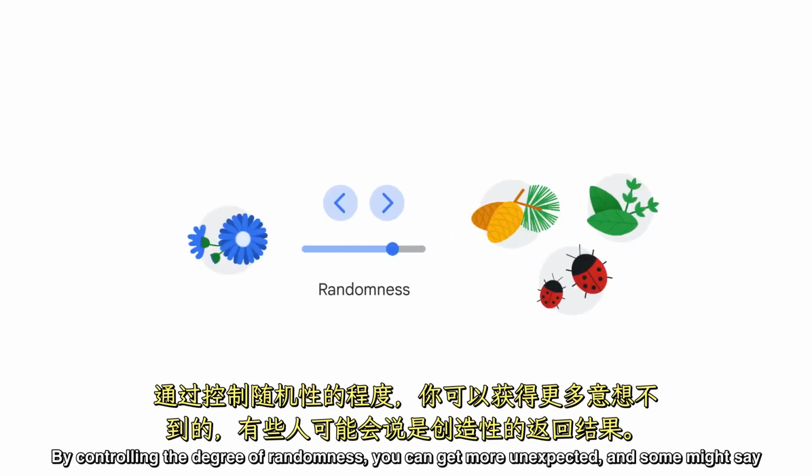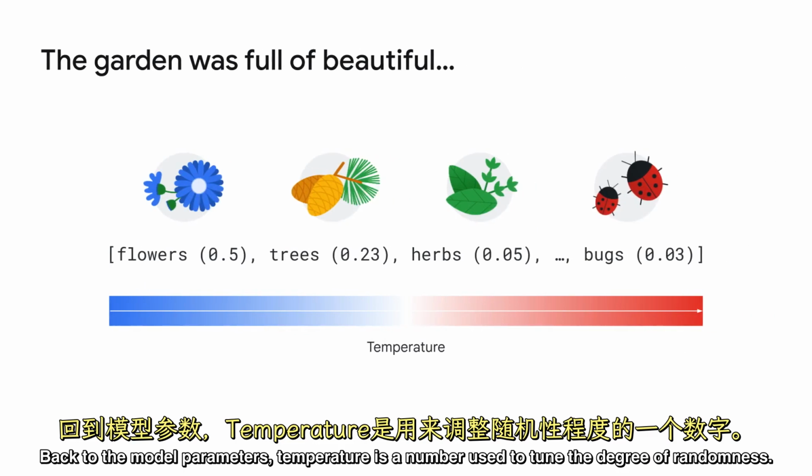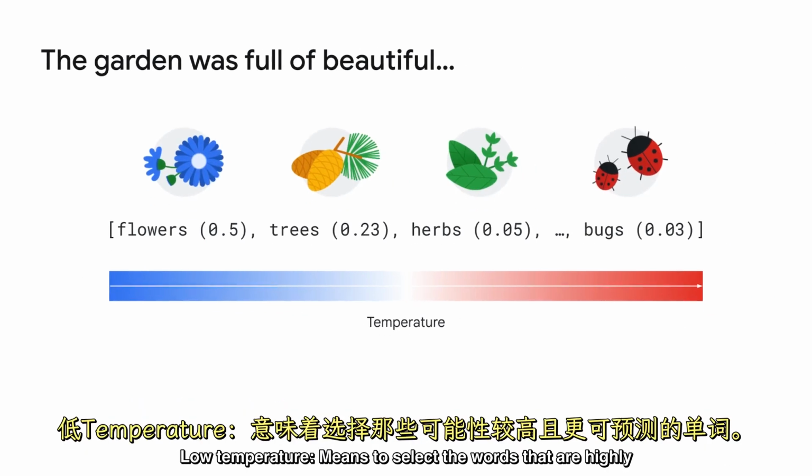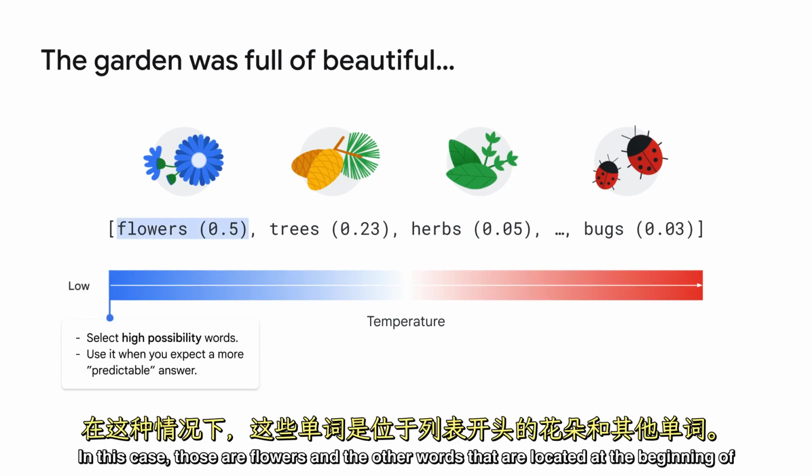By controlling the degree of randomness, you can get more unexpected and some might say creative responses. Back to the model parameters. Temperature is a number used to tune the degree of randomness. Low temperature means to select the words that are highly possible and more predictable. In this case, those are flowers and the other words that are located at the beginning of the list.